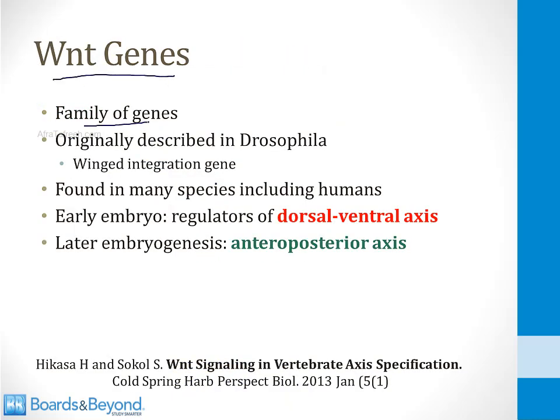This is a family of genes that were originally described in the Drosophila fly. Their name stands for winged integration gene, and these genes are found in many species, including humans. In early embryology in humans, they're important for regulation of the dorsal to ventral axis, as we just described. They also have some roles that have been described later in embryology for development along the anterior-posterior axis.